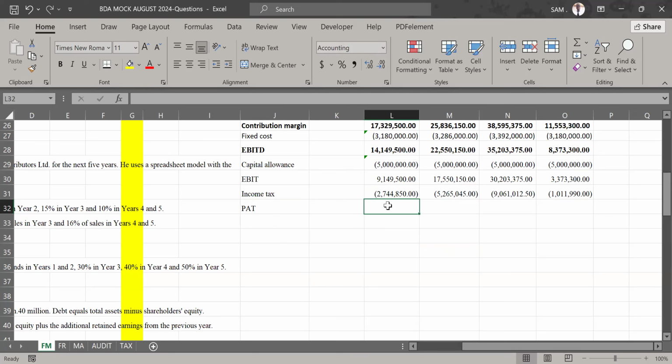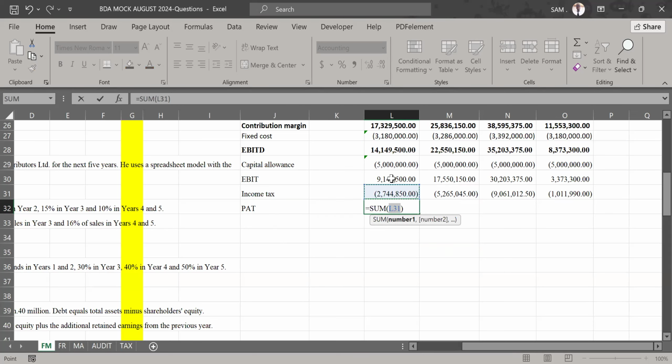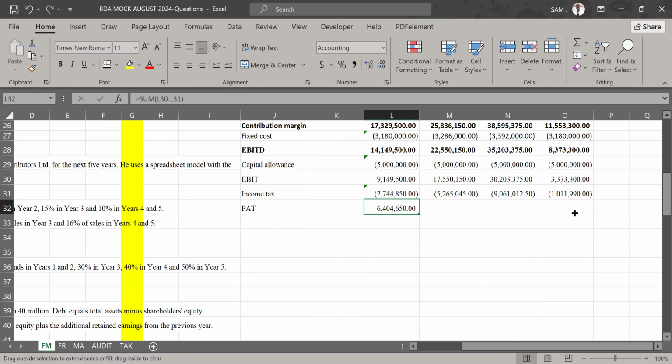How do we get profit after tax? It is the net effect of earnings before interest and tax, then we take care of tax like that. I drag to year number 4. So I have my earnings after tax.